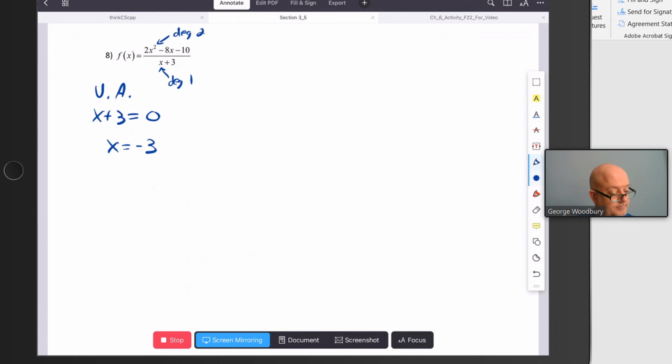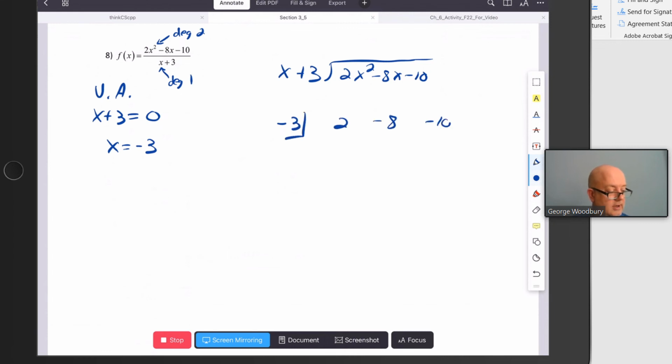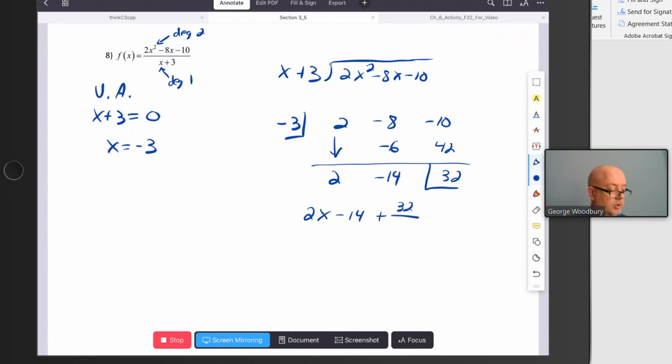And to find that, we want to divide x plus 3 into 2x squared minus 8x minus 10. Now I can do this with synthetic division. So -3 in the box, 2, -8, -10. Bring down the 2. -3 times 2 is -6. Total the column, -14. -3 times -14 is 42. Total the column, and we get 32. So this quotient is 2x minus 14 plus 32 over x plus 3.